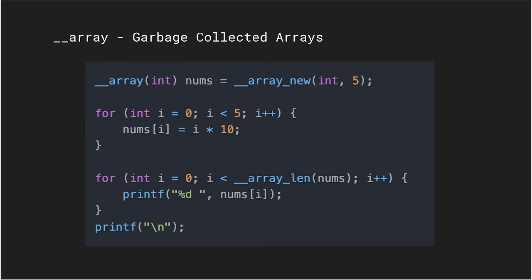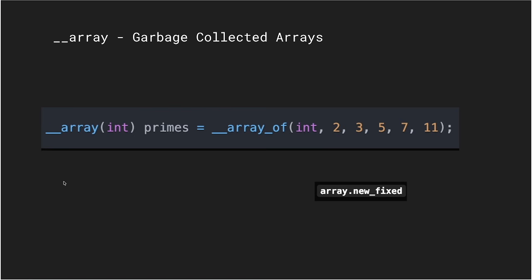Okay, so GC arrays. You declare the type with array int. You allocate with array new, and then you get the length with array len. You can access elements using the usual subscript syntax. You can also create arrays with array literals like this, literal values like this. And this compiles down to the array.new_fixed opcode.